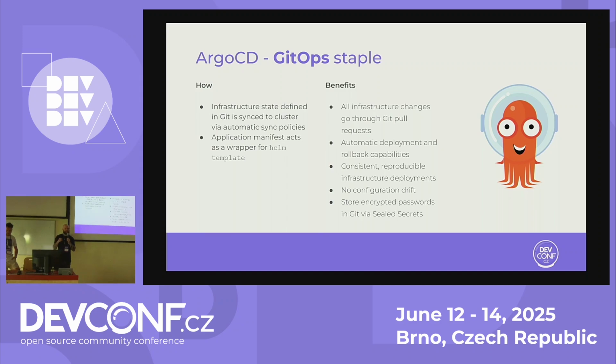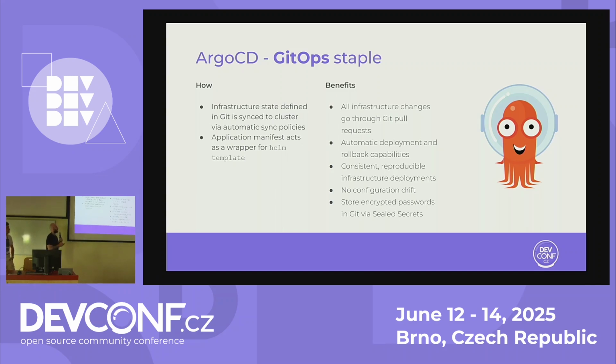So you define all of your applications inside Git, then Argo CD comes and syncs it into your cluster. In the background, those are application manifest standard YAMLs, and Argo CD is calling Helm template and then doing a diff versus the reality.